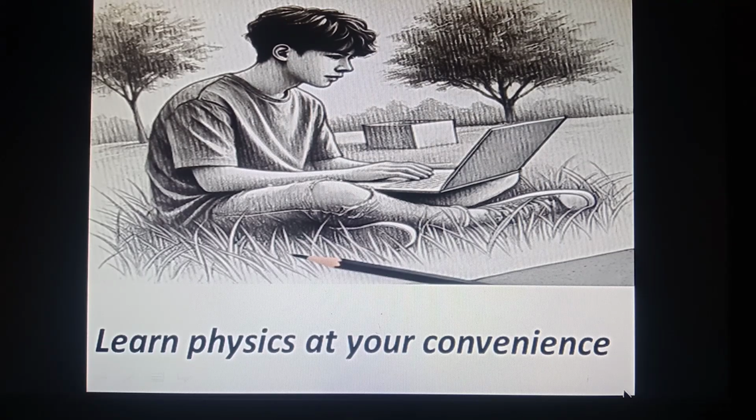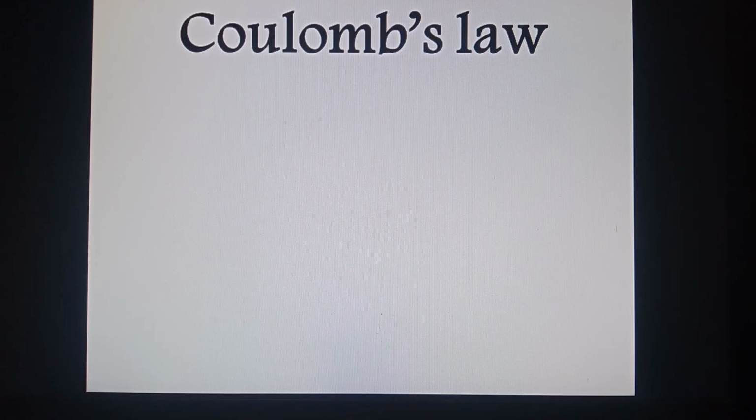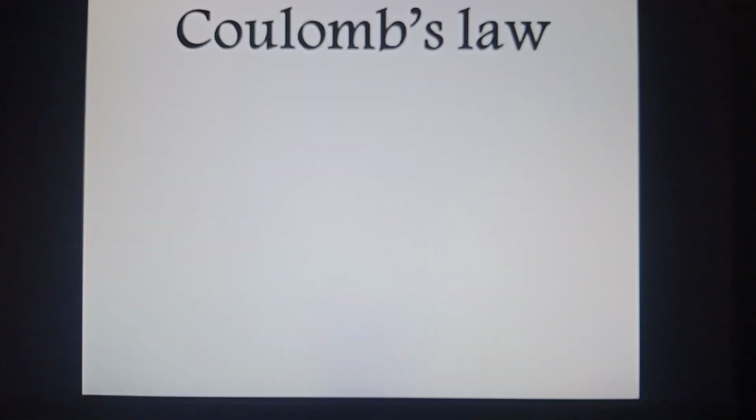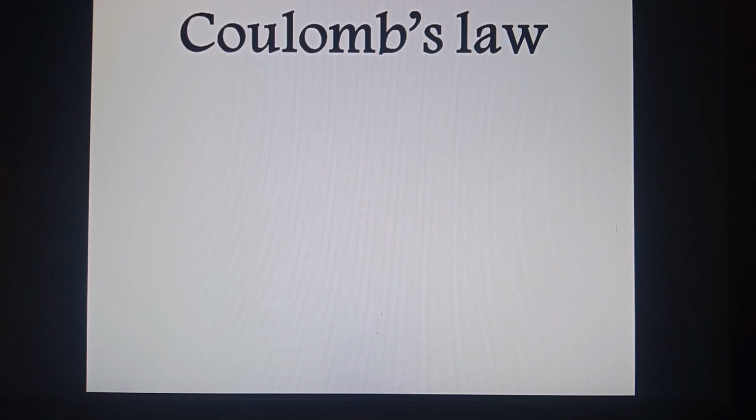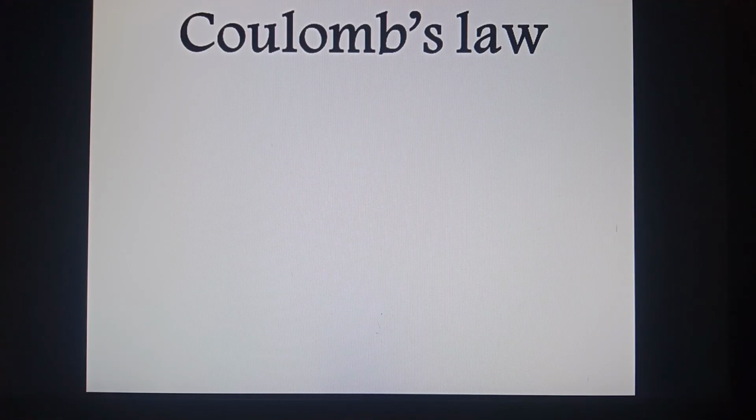Let us start our today's lesson, that is Coulomb's law. Students, we know that the charges interact with each other. It means that similar charges repel each other and opposite charges attract each other. How much the charges attract or repel, or the force of interaction between the charges, depends upon what factors? This was explained by Coulomb in a law known as Coulomb's law.